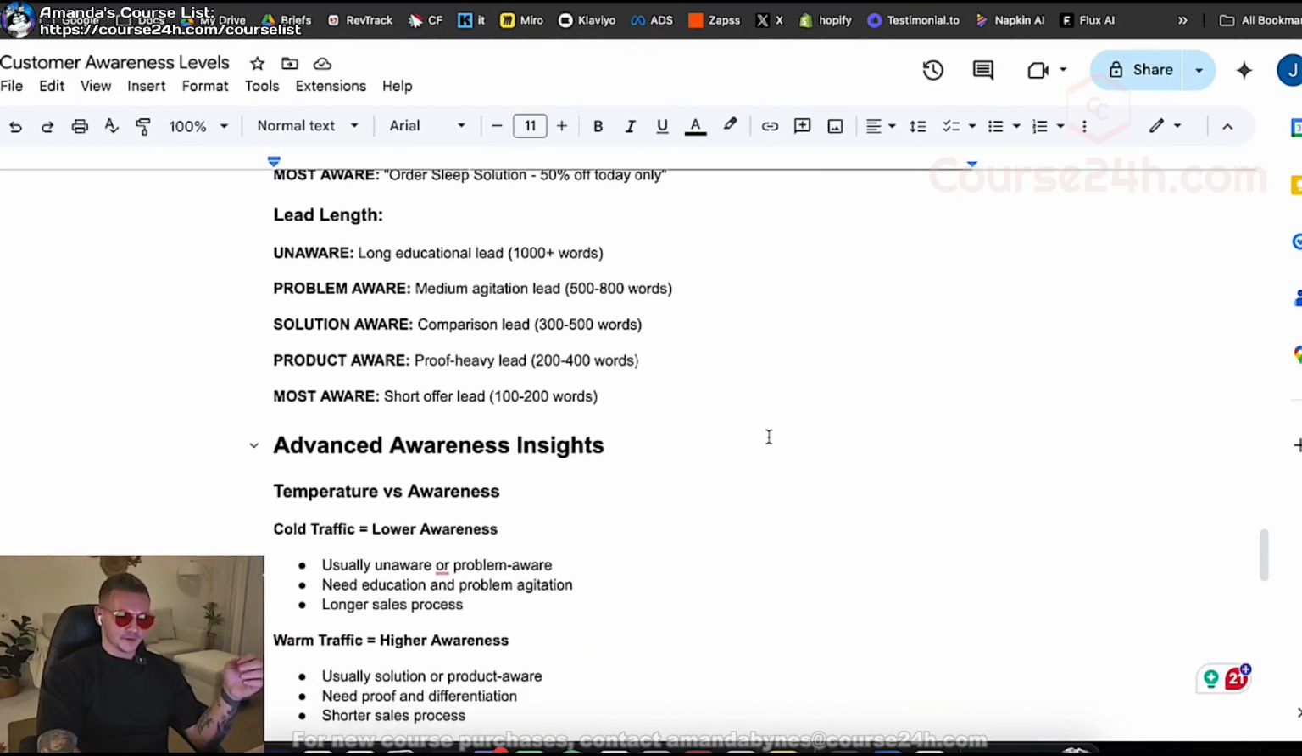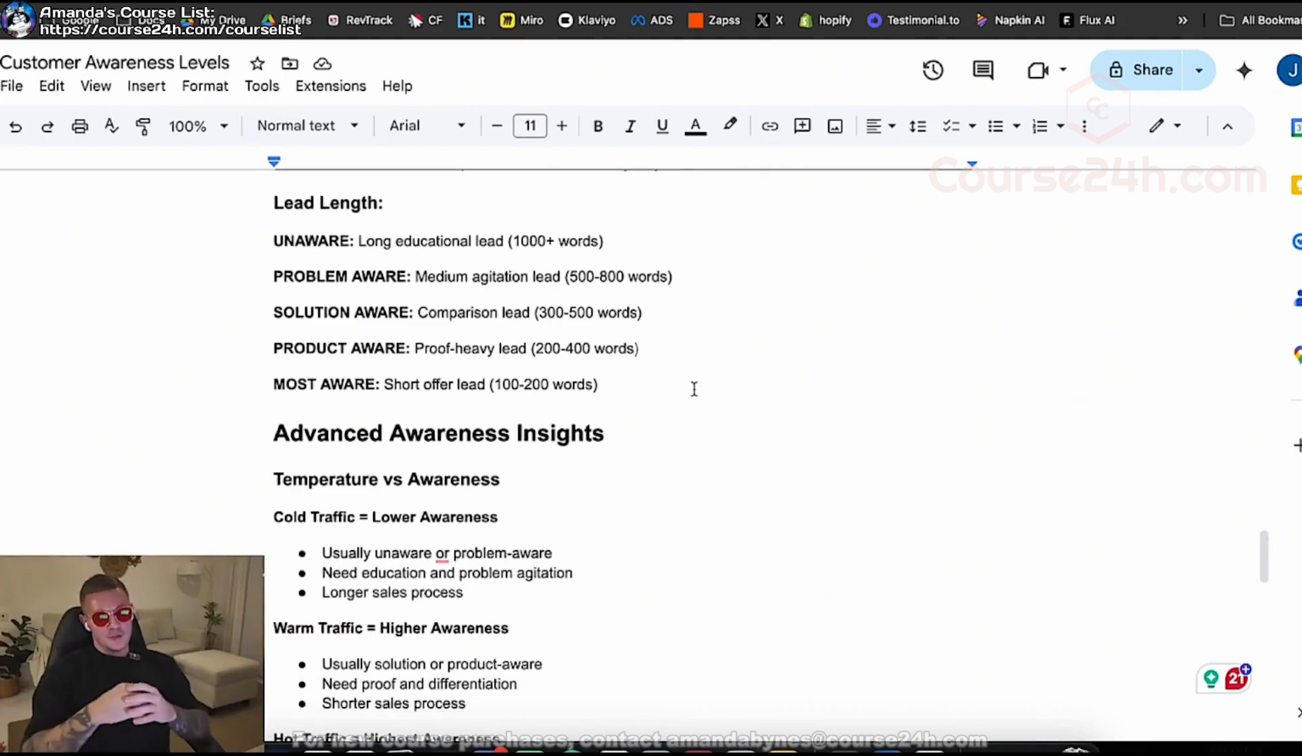Right, lead length. The best way of thinking about a lead is the thing right after the hook where we're telling them that we know they have some sort of problem and we're agitating it. And we're making them feel understood. This is in a sales page and this is in a VSL, and it can also be in an ad.